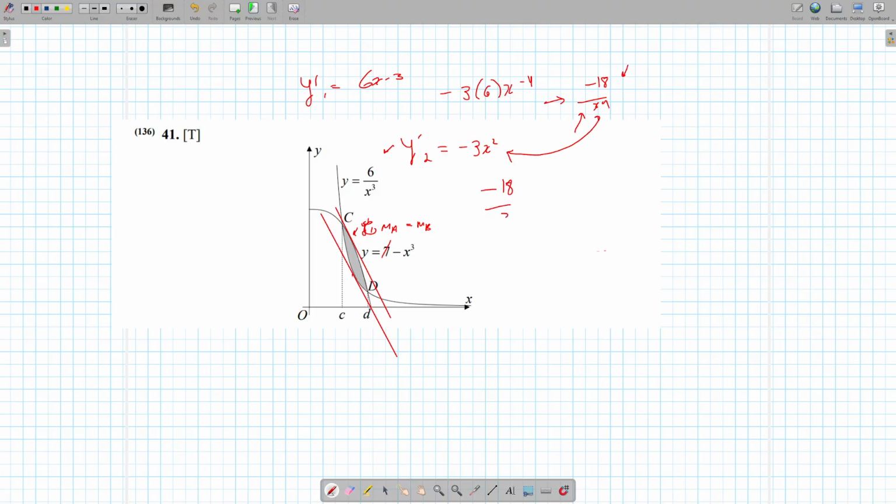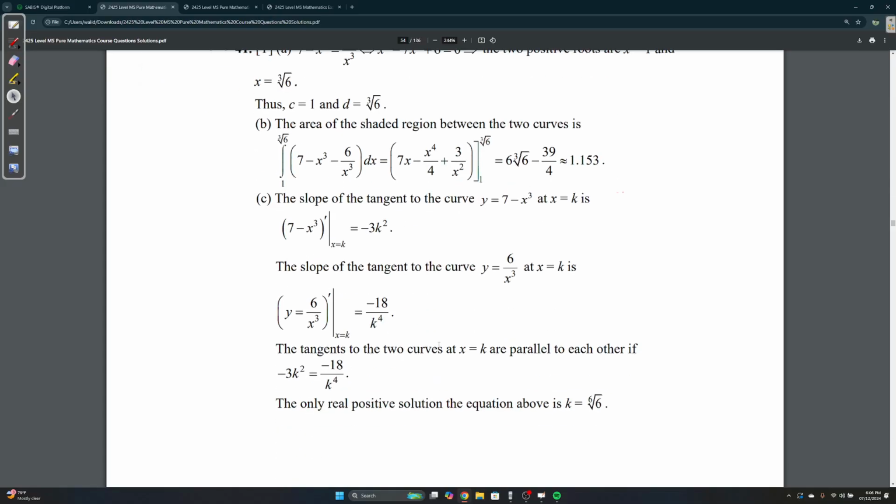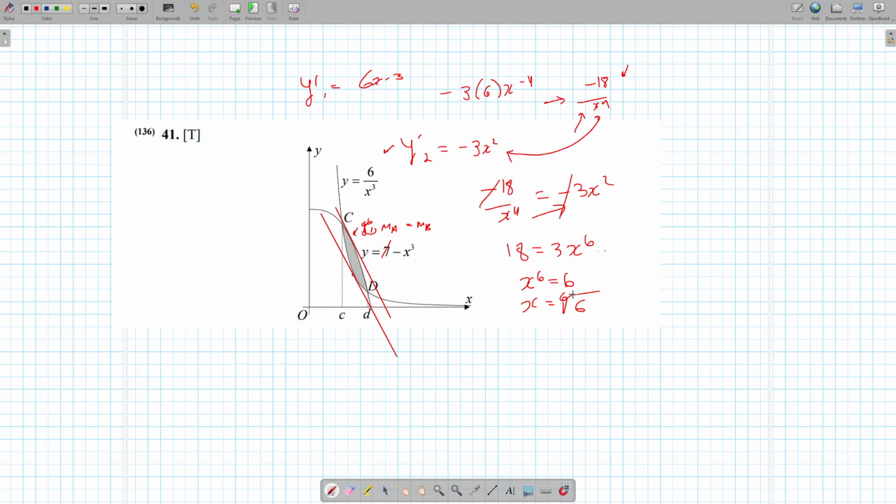So minus 18 over x to the power 4 should be equal to minus 3x squared. We're going to cancel minus with minus. We're going to cross multiply. So you're going to get 18 is equal to 3x to the power of 6. So x to the power of 6 is equal to 6, and x is equal to the 6th root of 6. Let's see, is that correct? Yes. The only real positive solution is k equals the 6th root of 6.